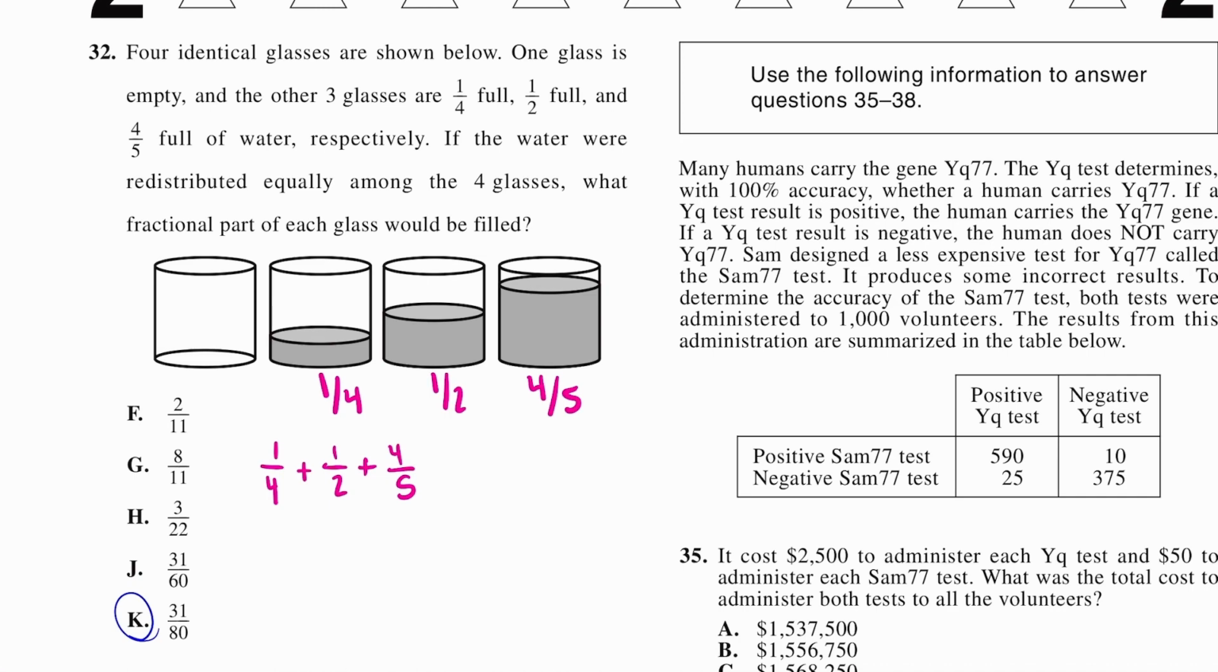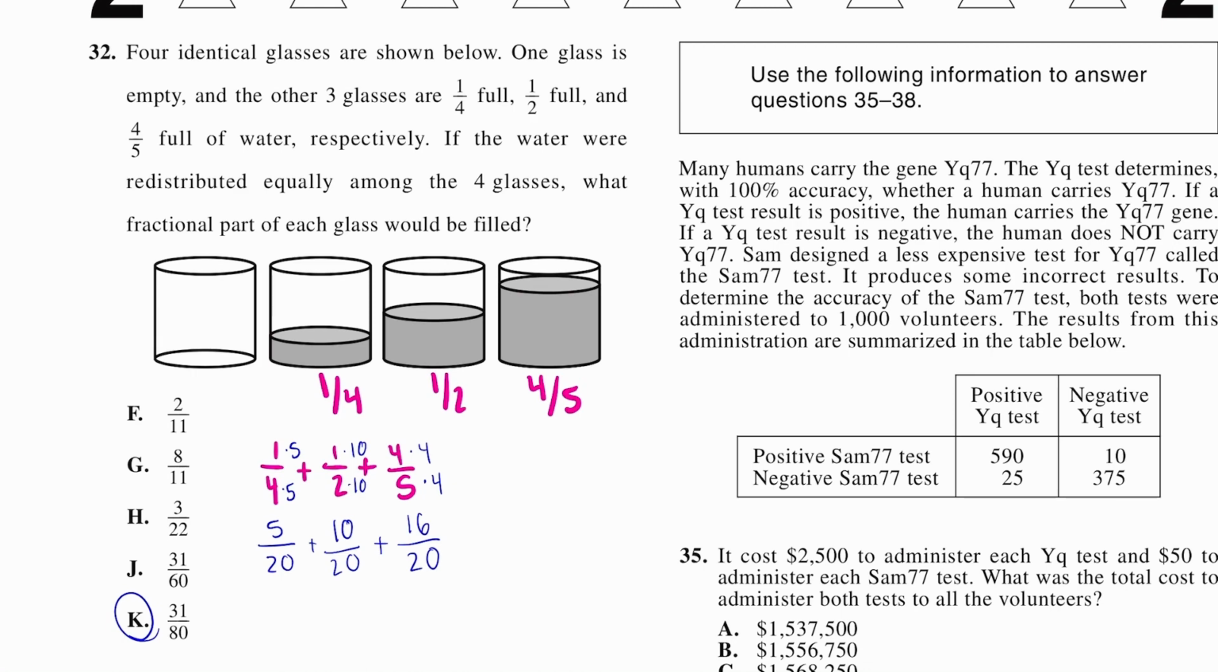That means we need a common denominator. So the common denominator I think of between 4, 2, and 5 is going to be 20. So I want all these bottom numbers to be 20. Whatever you do to the bottom, 4 times 5 is 20, you do to the top. 2 times what is 20? 10. Whatever you do to the bottom, you do to the top. 5 times what is 20? 5 times 4. Whatever you do to the bottom, you do to the top. So we really have 5 over 20 plus 10 over 20 plus 16 over 20.